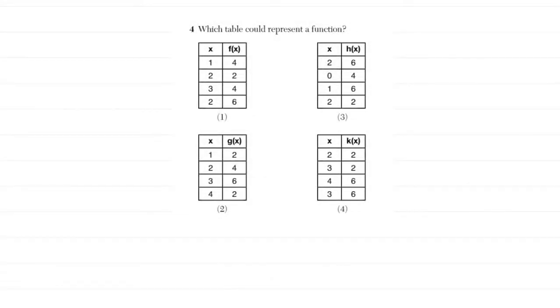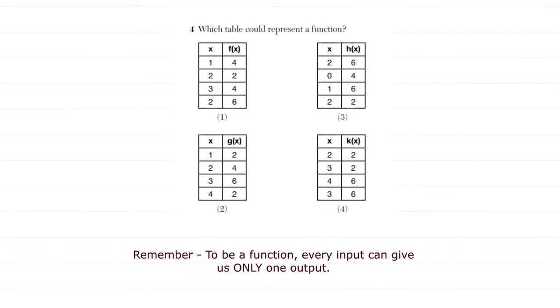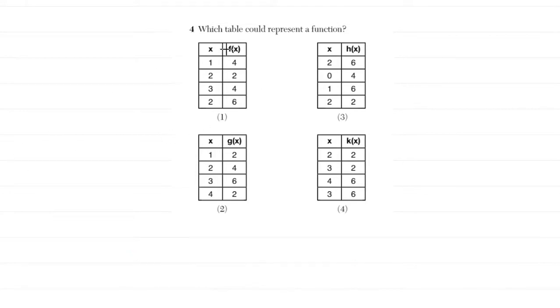So number 4 is asking us which of these tables could represent a function. All I want you to remember for this is a function basically tells us that for every single input, we only get one output. And if you remember, right here, we're given x and f of x. X is the input, f of x is the output.